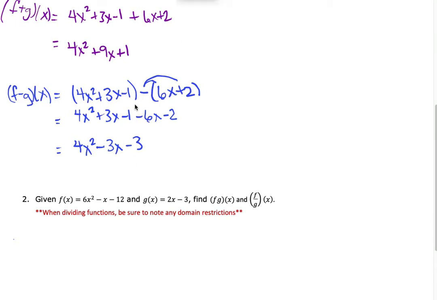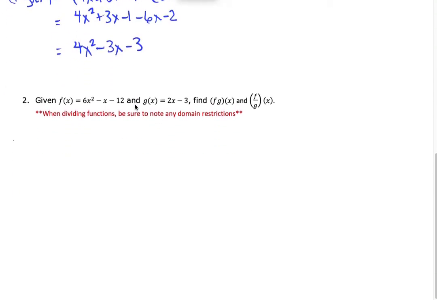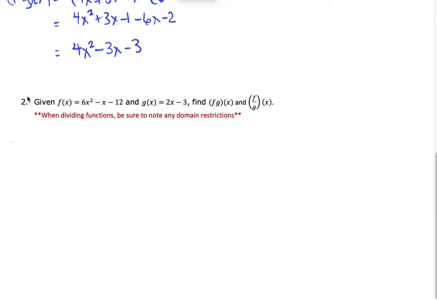We are going to multiply and divide now. And the only thing is, when you divide these functions, we have to note domain restrictions. Let's take a look at this f of x and this g of x, and let's multiply. So we have f times g of x.